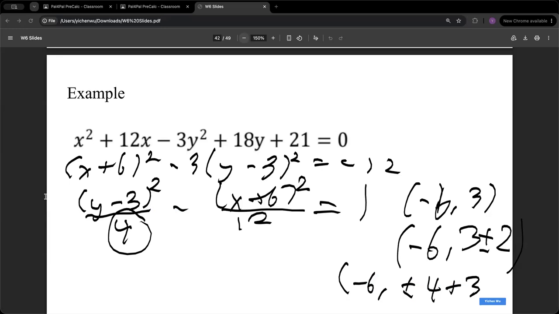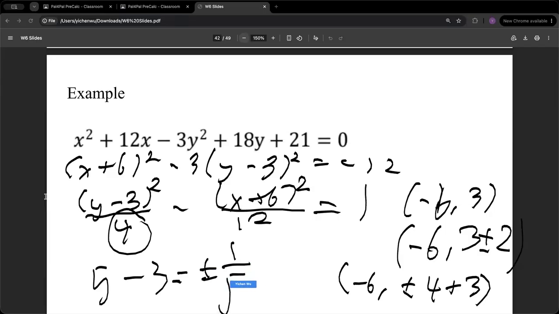And then for the asymptotes, we have y minus 3 equals plus or minus the square root of 4 over 12, which is 1 over root 3, times x plus 6. You can also write this as square root of 3 over 3 if you care, but I don't really care. Any questions with this? Okay, then let's move on to the next few.